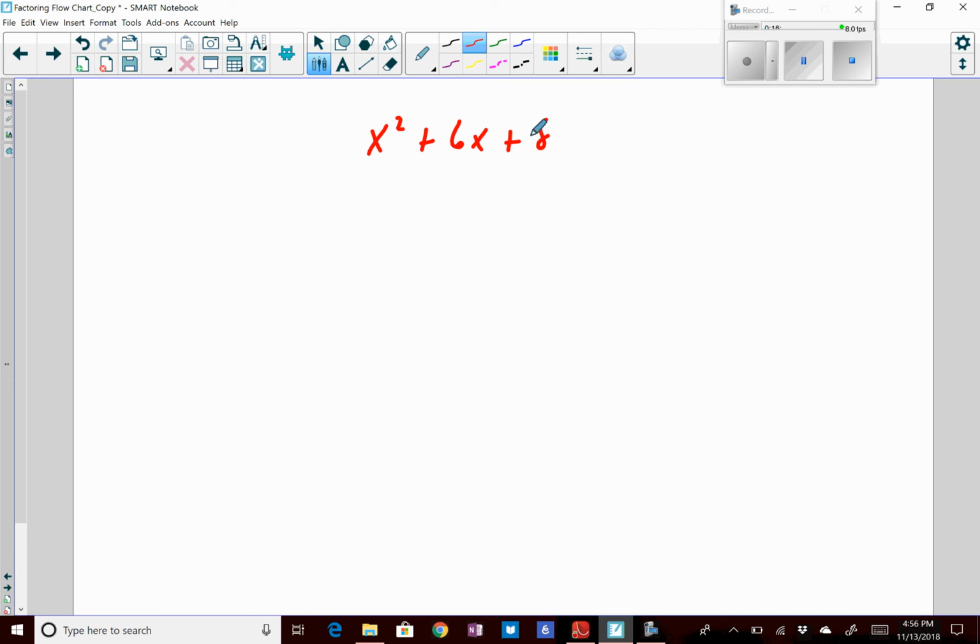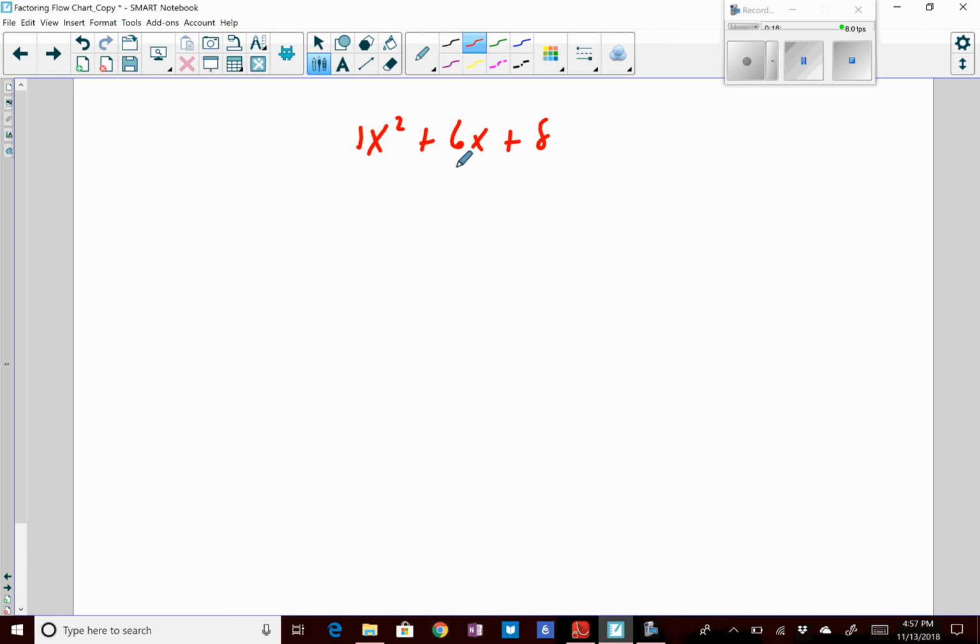So since it's not a perfect square trinomial, we jump down to the next box in the flow chart, and it's asking us, is a equal to 1? So yes, we know that since there's no number in front of the x squared, there's a 1 there. So a is equal to 1. So it says we need something that multiplies to c and adds to b. So in this case, what we need is something that multiplies to 8 and adds to 6.